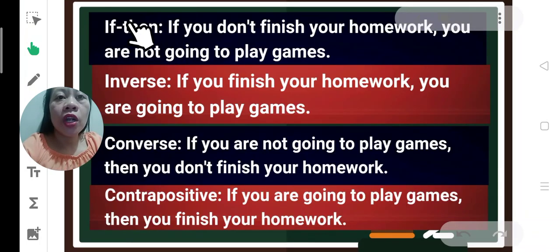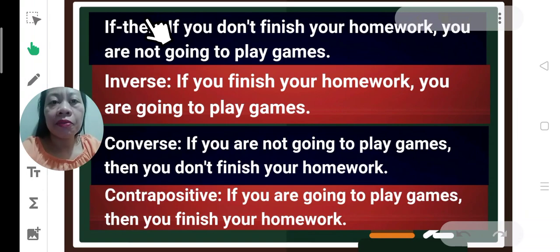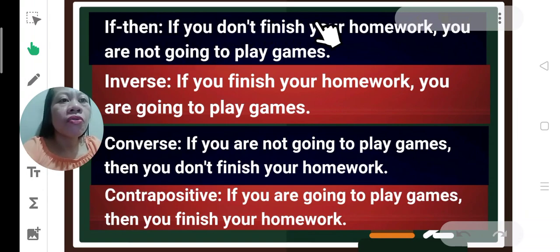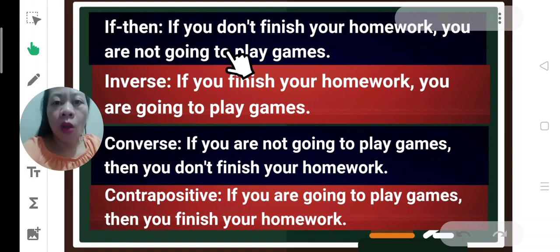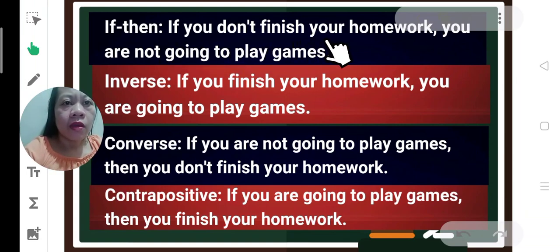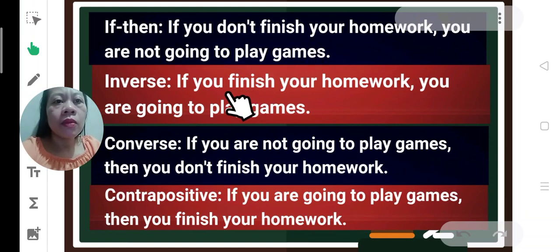Suppose this is our conditional statement, or the if-then form: If you don't finish your homework, you are not going to play games. Di ba? Kadalasan itong sinasabi ng mga magulang niyo sa inyo, 'di ba? If you don't finish your homework, you are not going to play games. So to have the inverse form, we have this one.